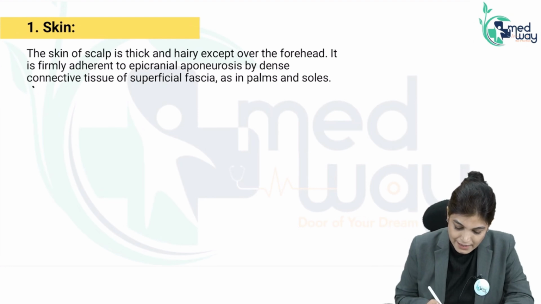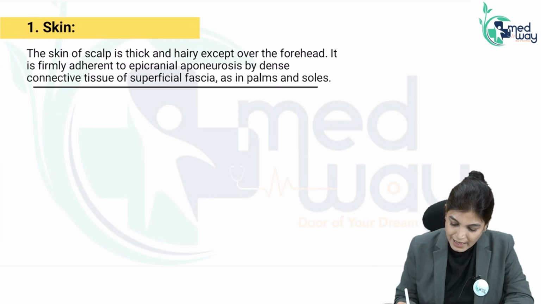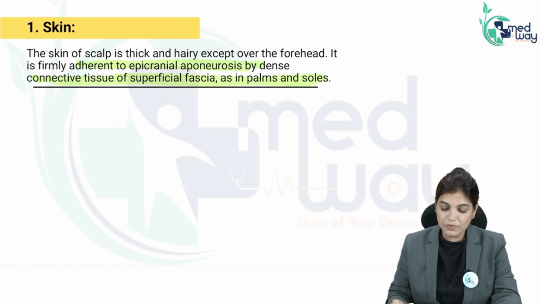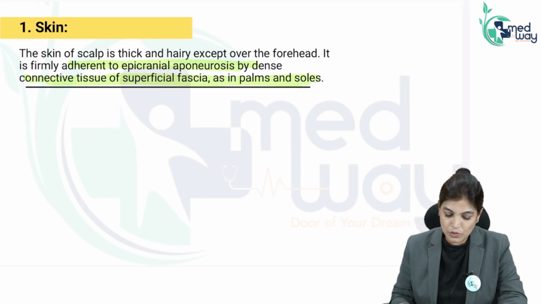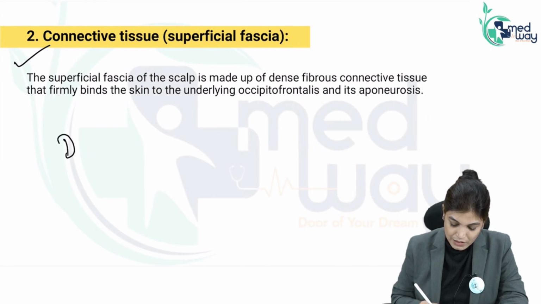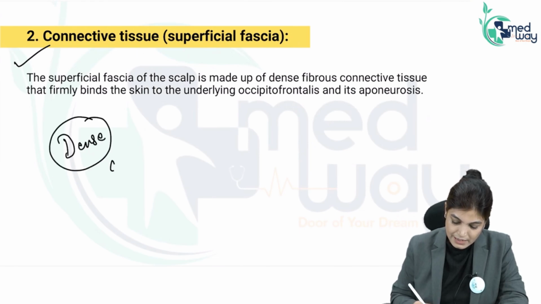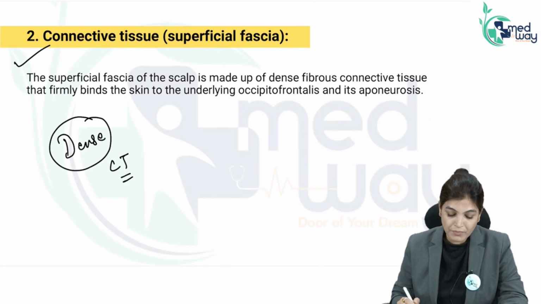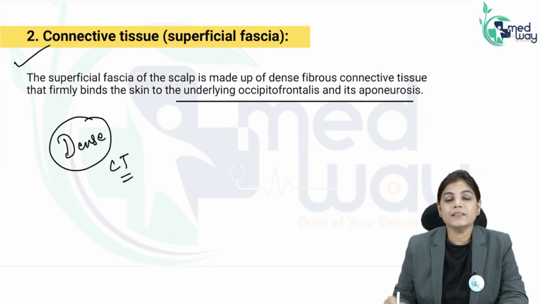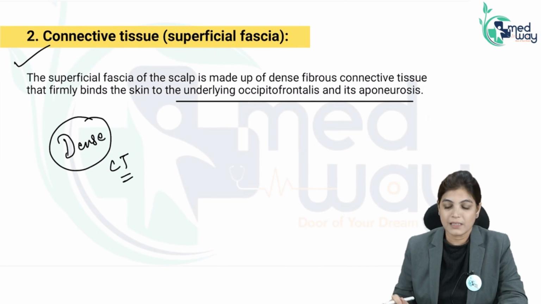Now, I just want everybody to understand that it is dense. This layer is adherent with the epicranial aponeurosis and firmly adherent to the connective tissue of the superficial fascia, as in the case of palm and soles. The next layer is the connective tissue layer, that is dense. As I told you, it is made of dense fibrous connective tissue which is binding with the muscle bellies of occipitofrontalis.